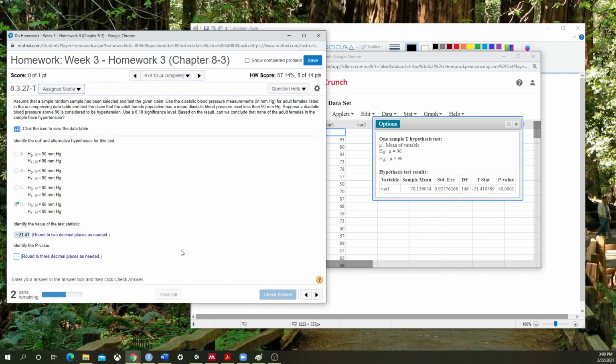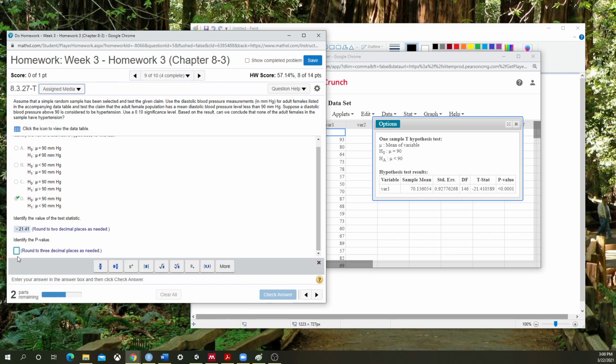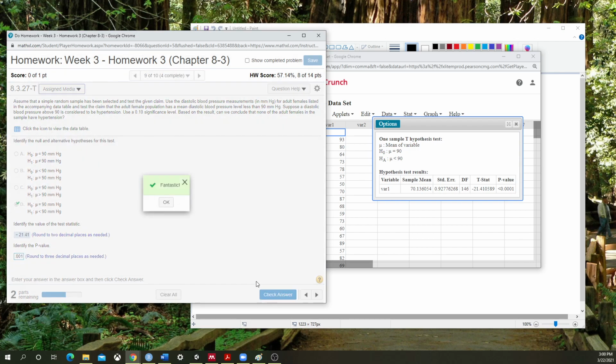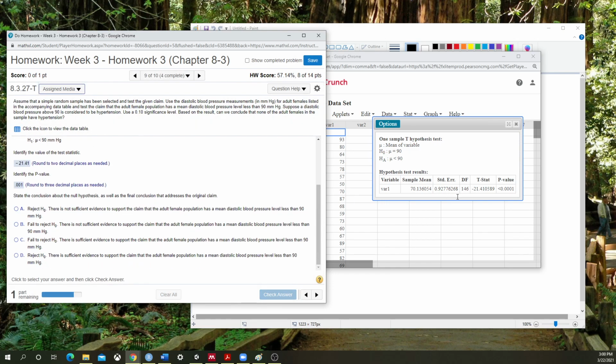Identify the p-value. When it rounds to 3 decimal places, you can pretty much put in whatever you want. I'm just going to do 0.001. You can even probably put in 0.000. As you can see here, it goes really, really small.